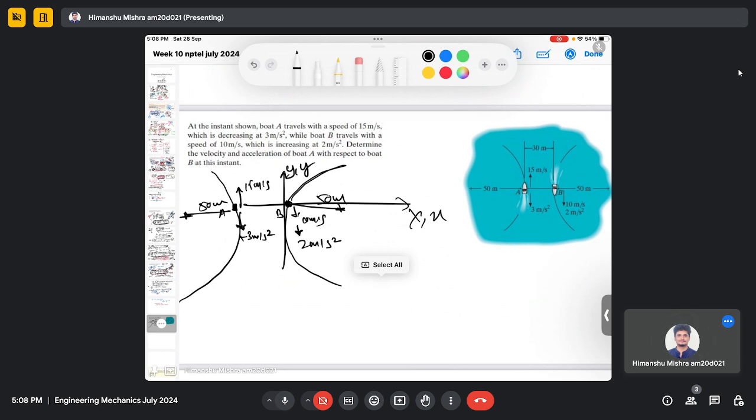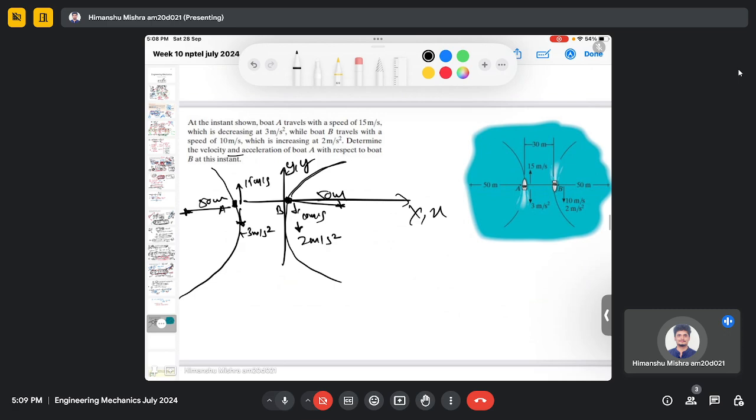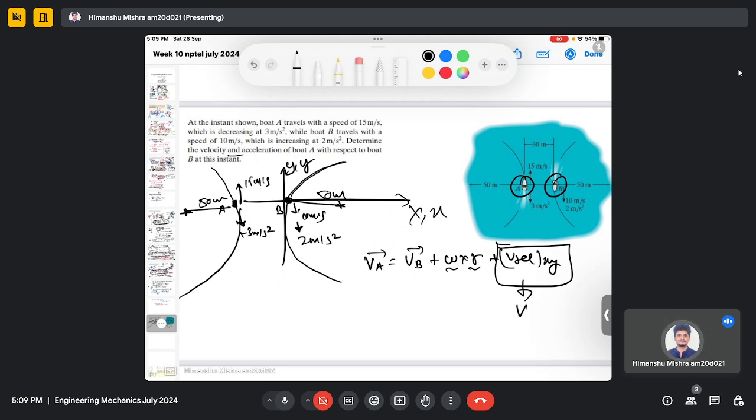It's given directly in the question that we need to figure out the velocity of boat A with respect to boat B. So if I write the velocity expression between these 2 points, VA and VB, then it will be VA equals VB plus omega cross R plus relative velocity in the rotating frame. So in the question we have been asked to find the velocity of boat A with respect to B, which means we need to find this relative velocity, right? Because this is the velocity of boat A with respect to B, whereas this is the velocity of boat A in the inertial frame, and this is the velocity of boat B in the inertial frame.